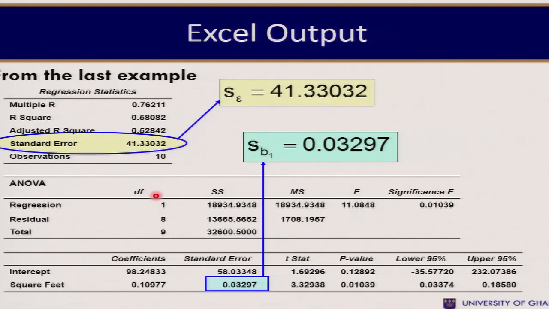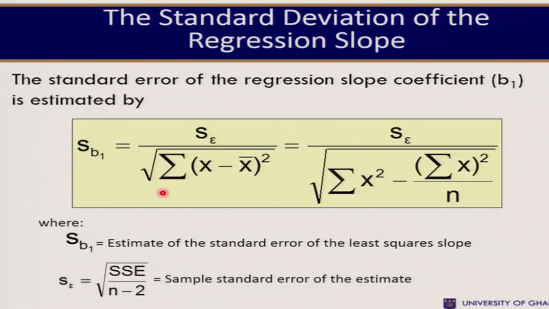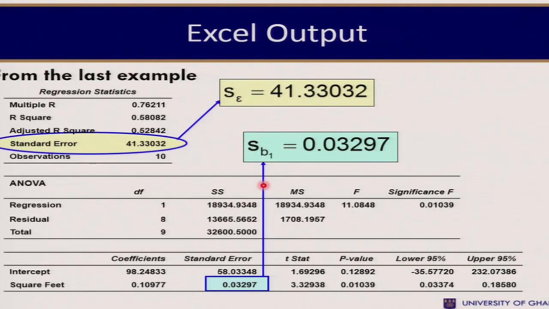So from the last example, we could see that our standard error was given as 41.3302, that is already calculated for us. And then the standard deviation of the slope was given as 0.03297. That is the standard error divided by the square root of the summation of x minus x bar all squared.